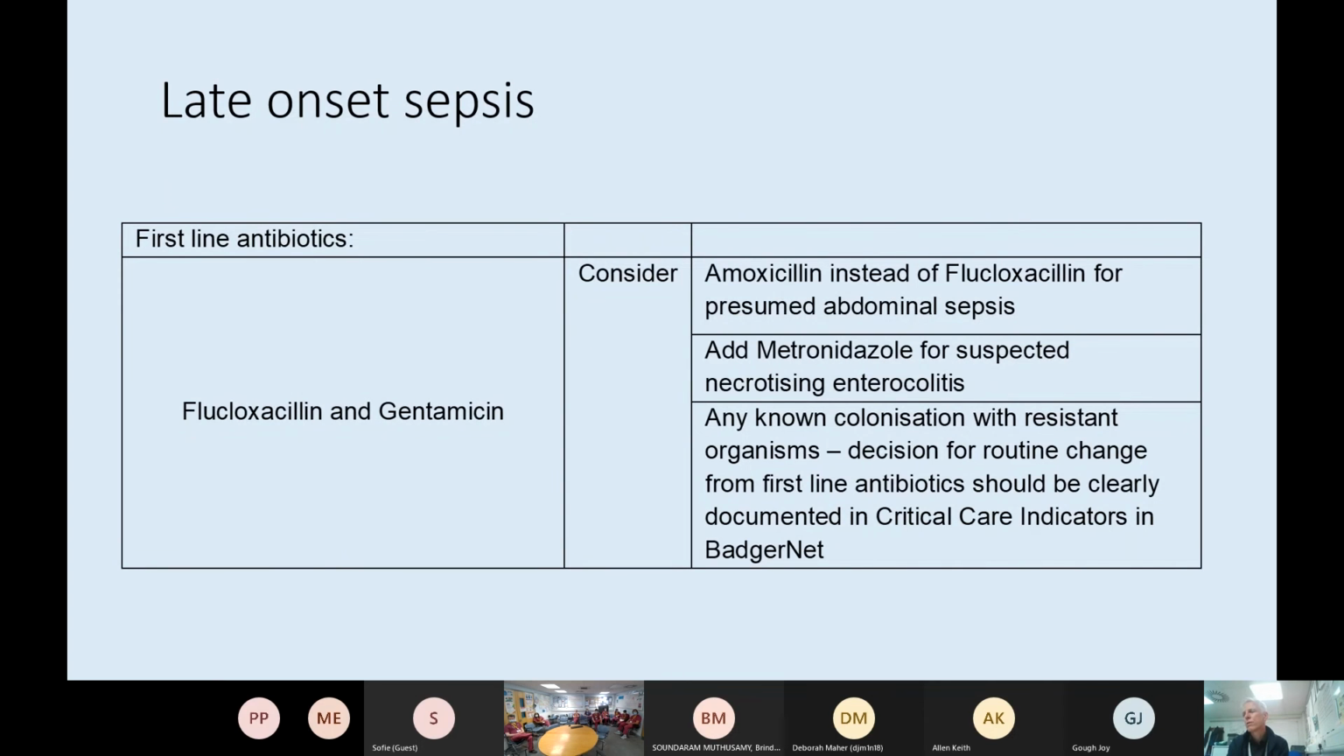So if we know that a significant majority of our late onset sepsis is caused by coagulase negative staph, why don't we use vancomycin for a first line, do you think? Any takers?